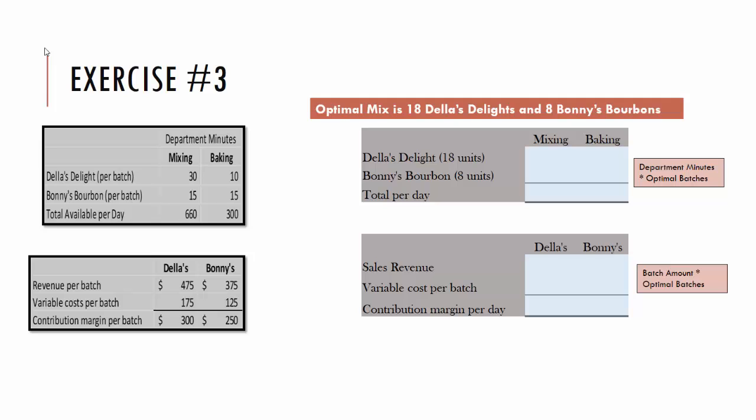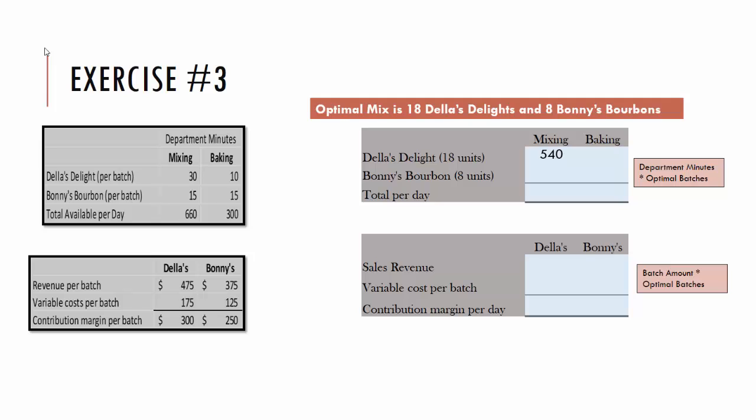Let's check it out to make sure our numbers work out. If we go through with this mix and we take the number of minutes it takes to make each batch in each respective department and multiply it by the optimal number of batches to make for that one, we should max out in each department. So Della's Delights, we determined the optimal mix is 18 batches. Well, if we multiply that by how many minutes it takes to mix, in this case Della's Delights, we should get the amount of minutes that it's going to take to make that optimal number of batches within that department. It's 18 batches. It takes 30 minutes to make each batch, which means that in the mixing department it's going to take a total of 540 minutes to make Della's Delights.